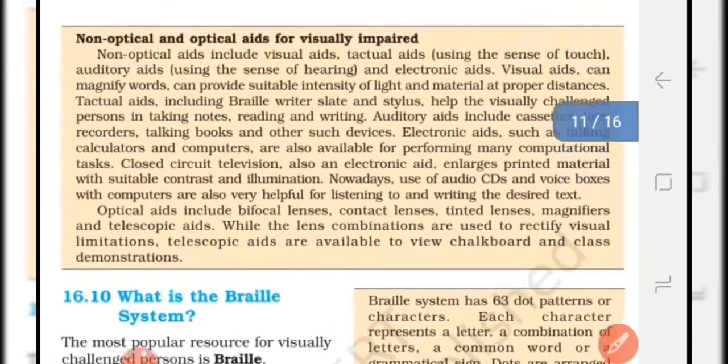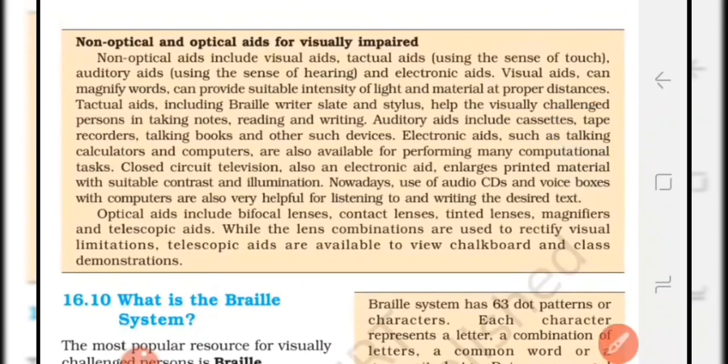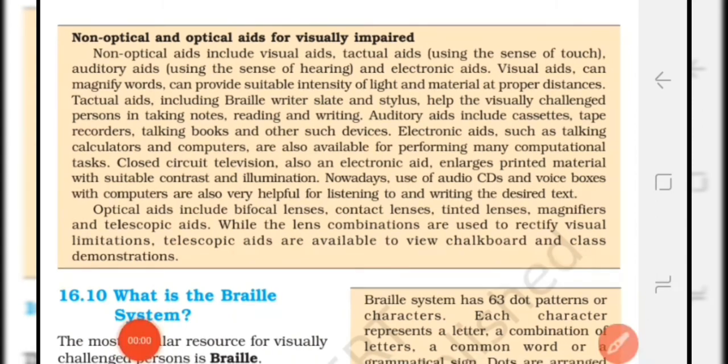These aids can be categorized into two types, optical aids and non-optical aids. Non-optical aids include visual aids, tactual aids, auditory aids and electronic aids, while optical aids include bifocal lenses, contact lenses, tinted lenses, magnifiers and telescopic aids. Okay, now let us move to the next topic.